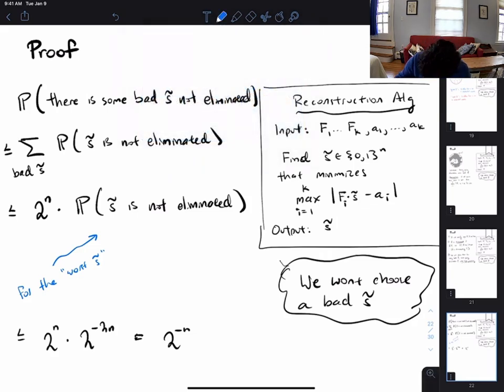And here, this is going to be assuming something like 20n random queries. So we pick an S tilde, and we choose 20n queries at random, and we'll conclude that the probability that that S tilde is not eliminated is extremely small. All of the work is really in bounding this quantity, that some bad S tilde is not eliminated. Okay, so now let's see what that proof looks like.